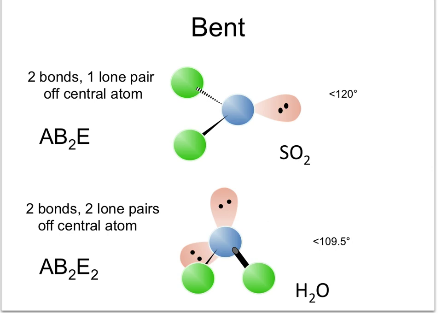All right, so let's take a look at the bent shape. We're going to actually take a look at two different codes here. The first one is of sulfur dioxide.